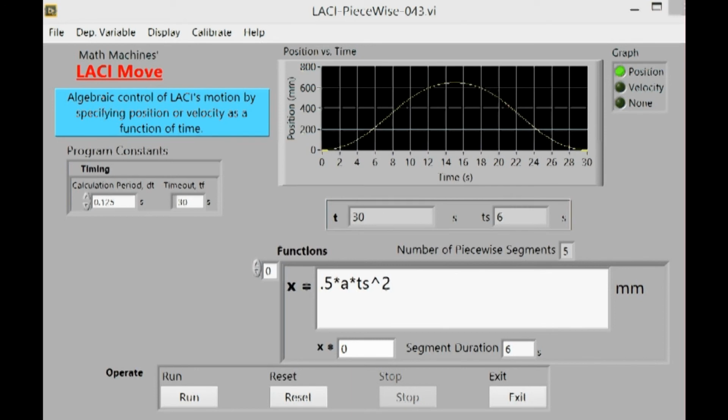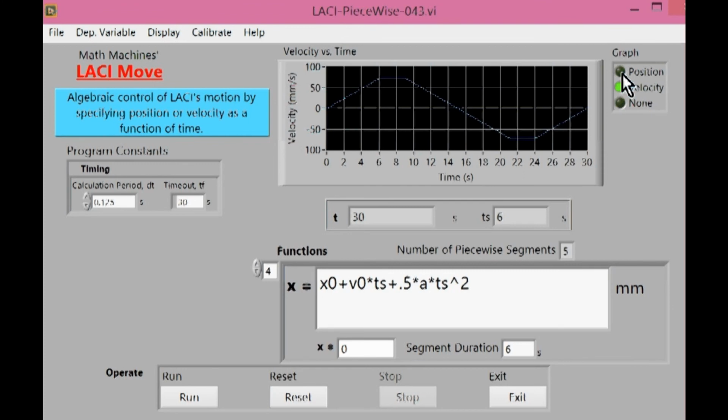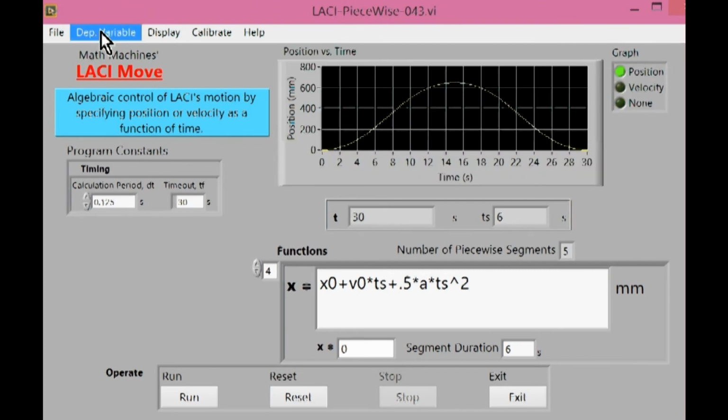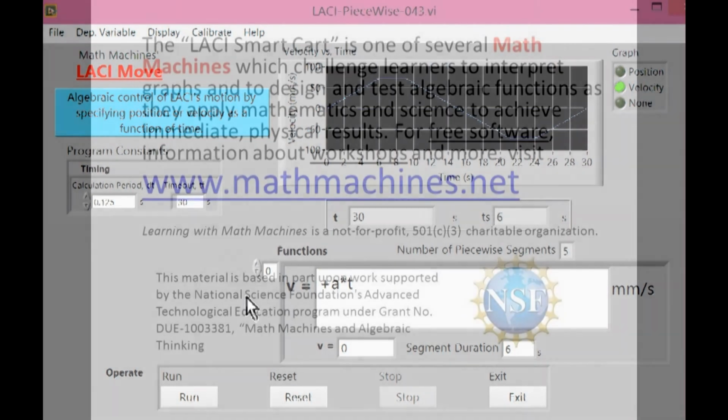Quadratic functions and accelerated motion are certainly very important for a great many students, but the software goes well beyond that. Essentially, any function that can be described algebraically can be included as a part of the software, and it can either be x as a function of time, or it can be the velocity as a function of time.